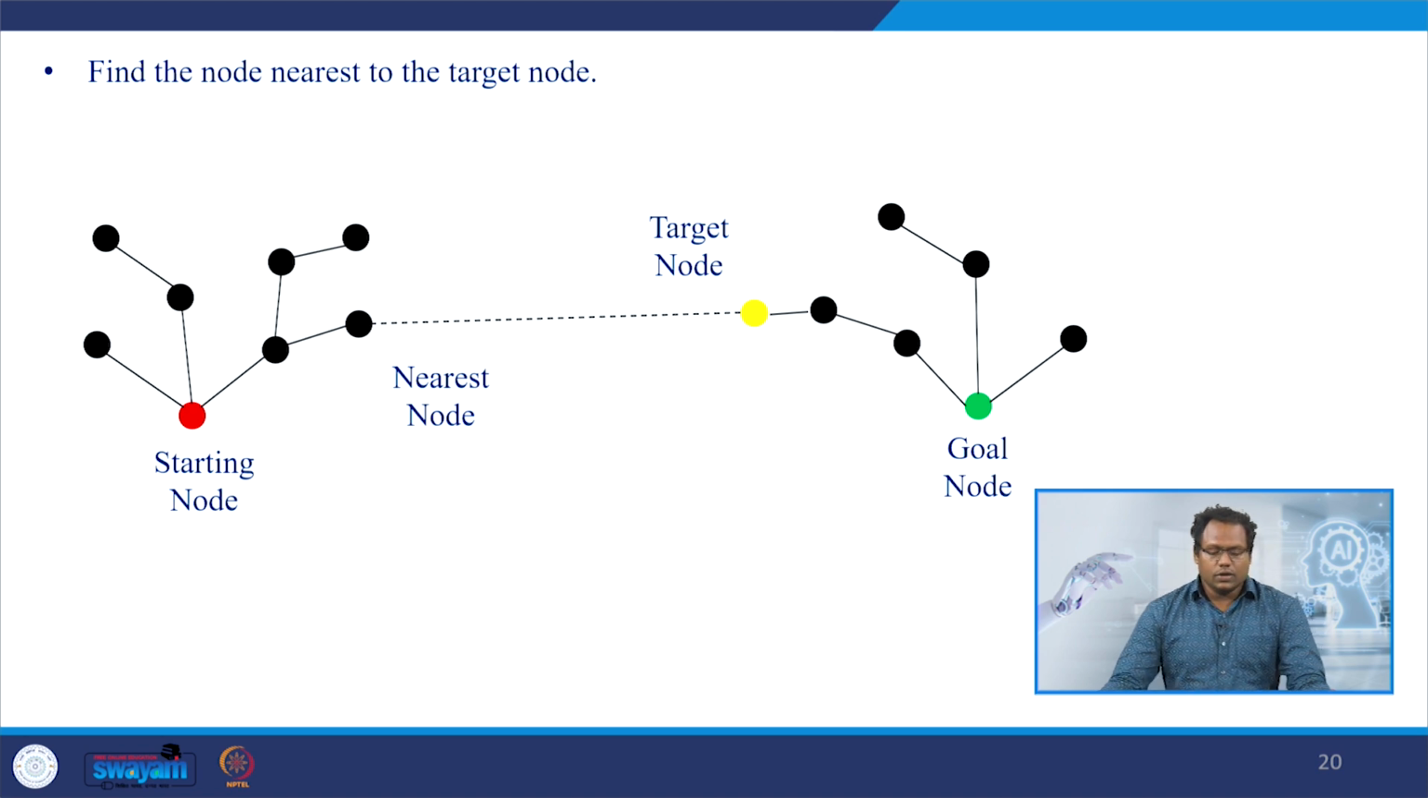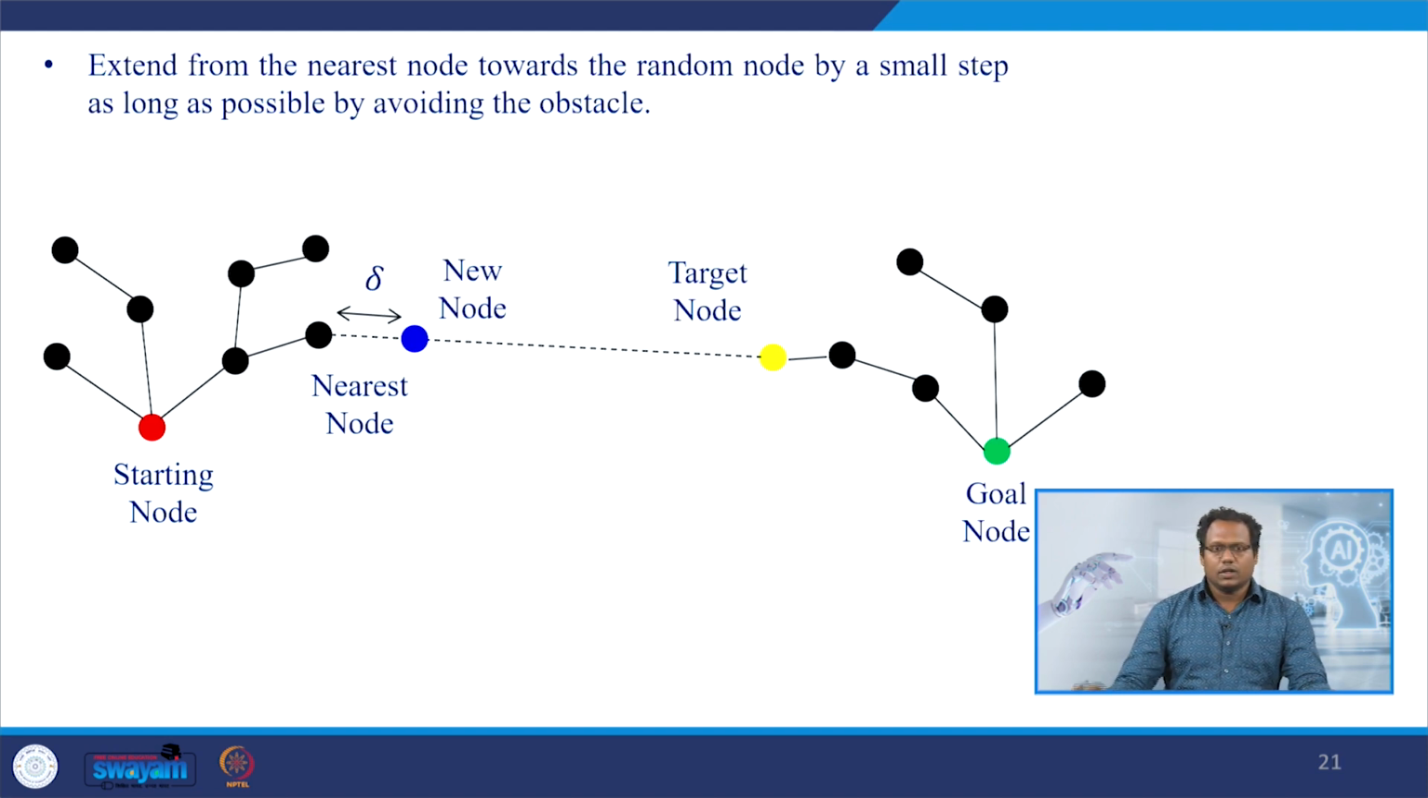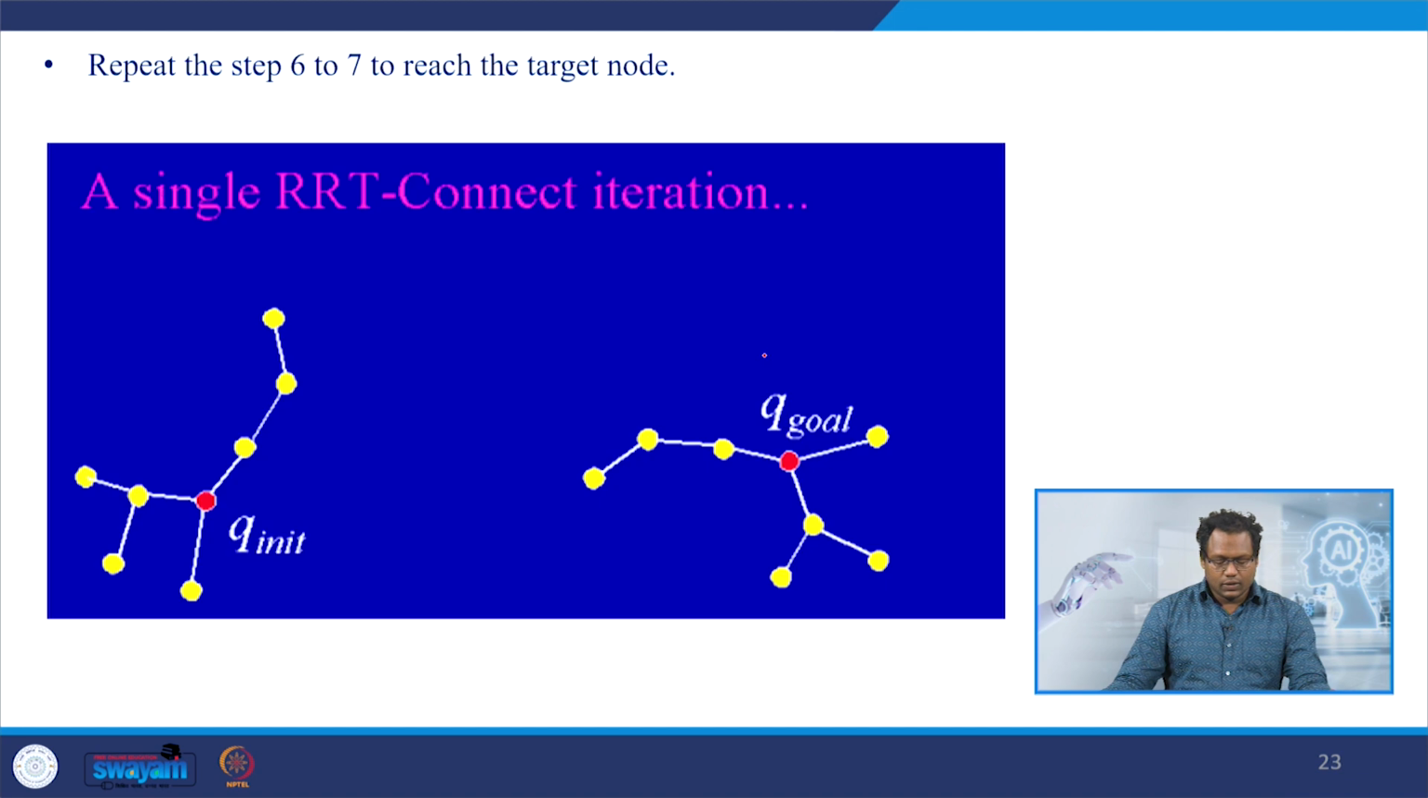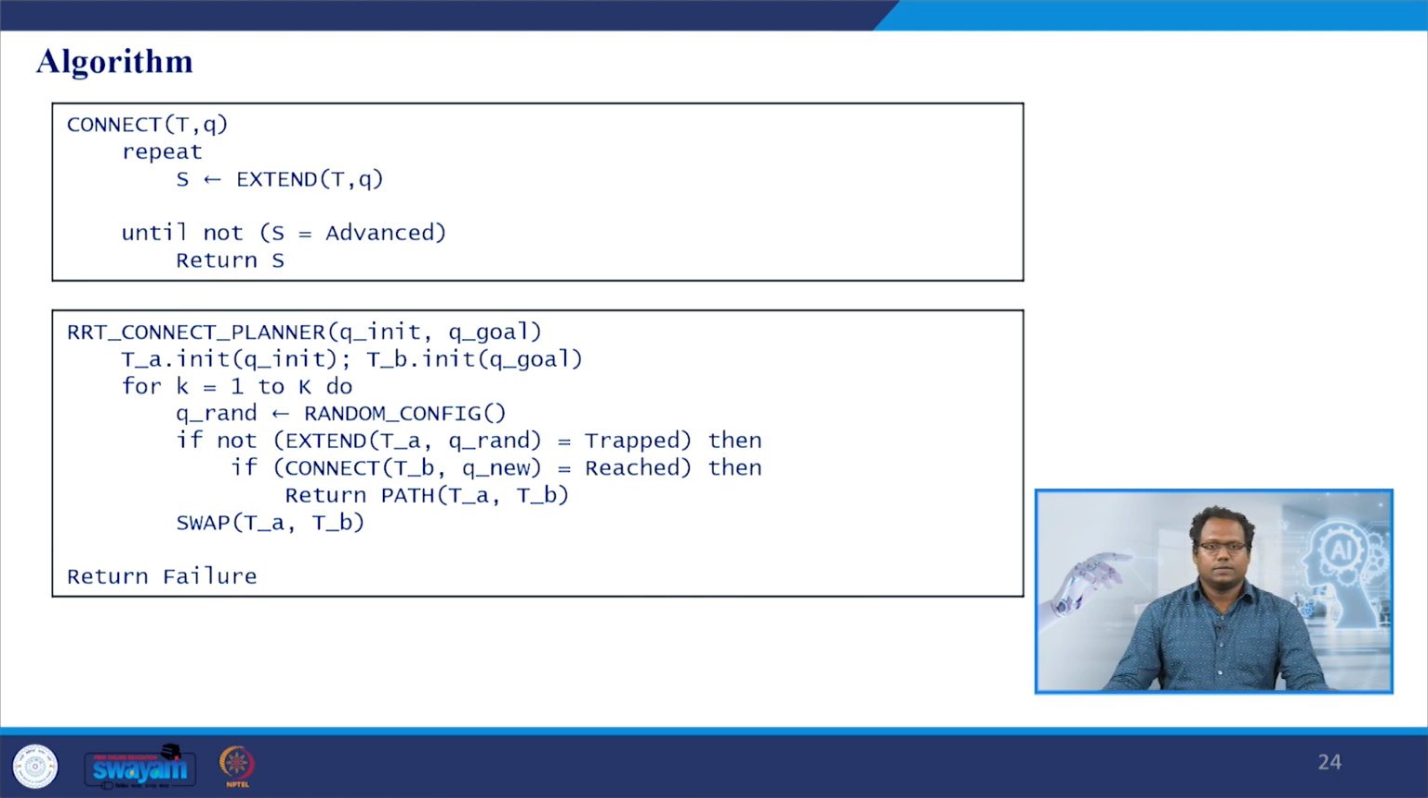Now, find the node nearest to the target node. For this target, the tree with the starting node has this node as the nearest node. Now, increment towards the target node by delta as long as we are not encountering any obstacle in between the path. Till then you continue and make that the new node towards the target node. Then connect it and extend the tree.